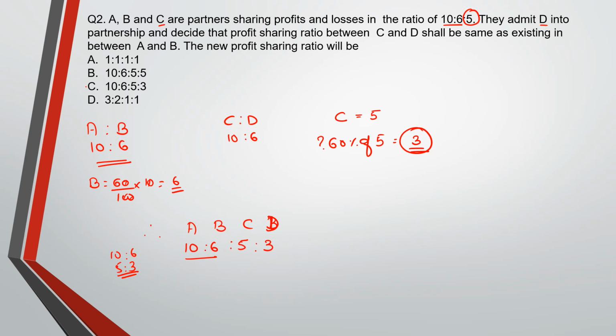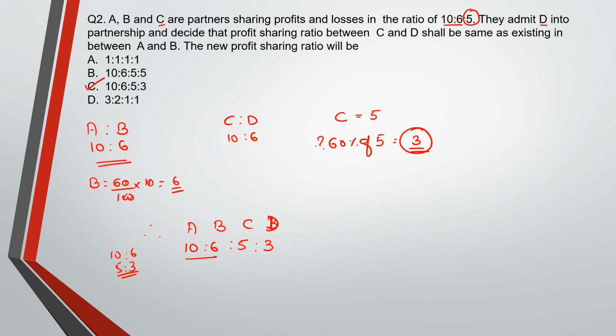And then if you see the option, your option C is the right answer. So I hope that is clear. What do we do? The first step we did was between A and B, what was the ratio we found out? We found out that B was 60% of A.